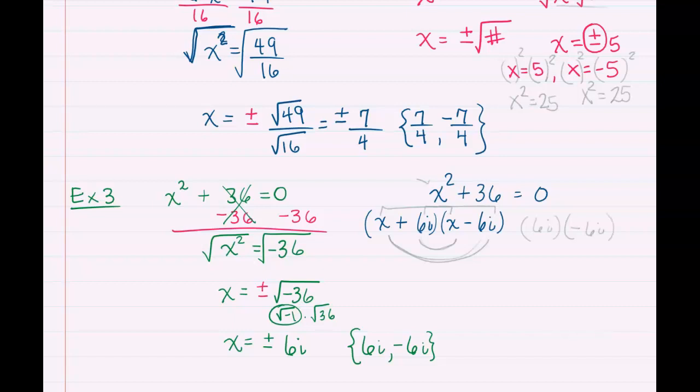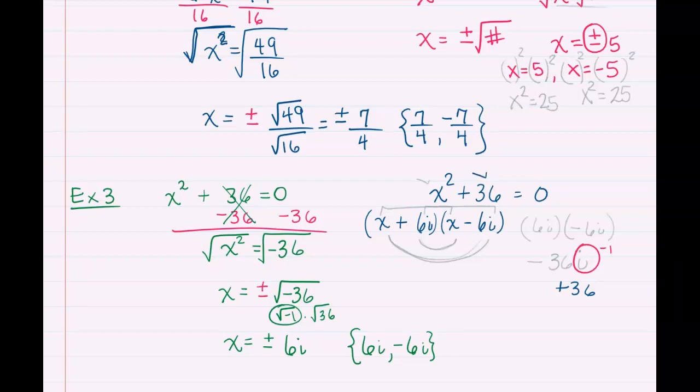And then when we multiply, I'm going to get a negative. 6 times 6 is 36. i times i is i squared. But don't forget that i squared is the same thing as negative 1. So negative 1 times a negative 36 is a positive 36. So it's working, and that's how we would get x squared and the positive 36.